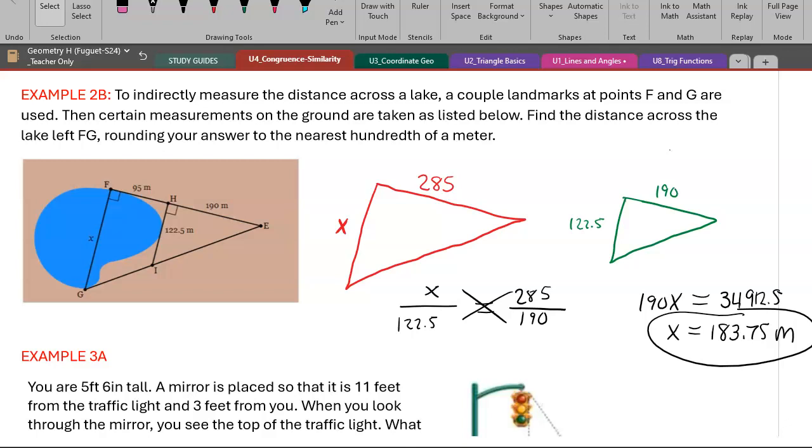We can see the proportion is set up, cross multiplication, and we end up here. They wanted the nearest hundredth this time, so 183.75 meters.